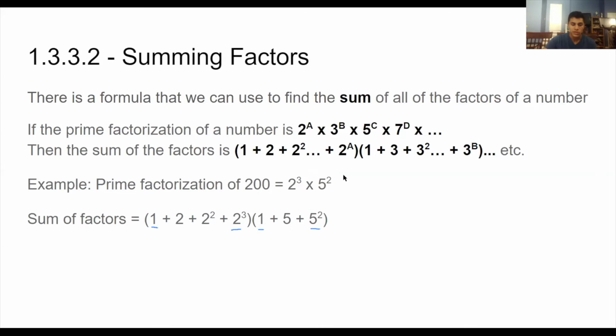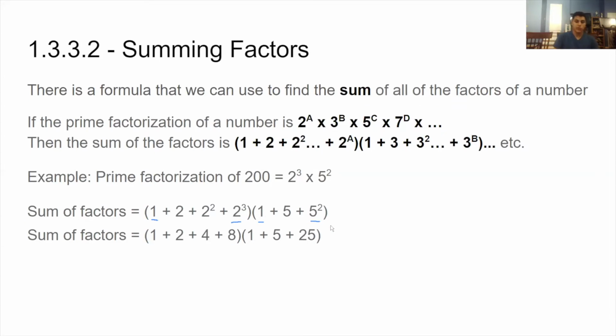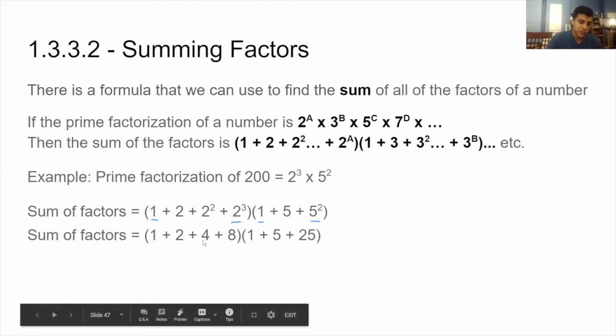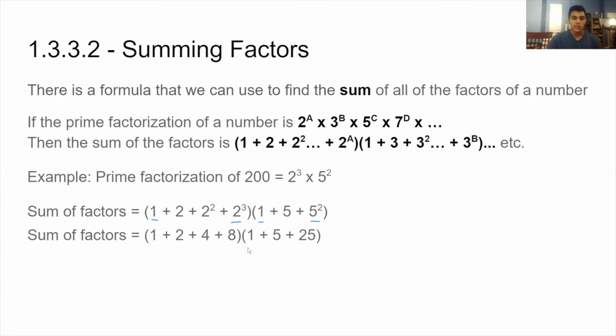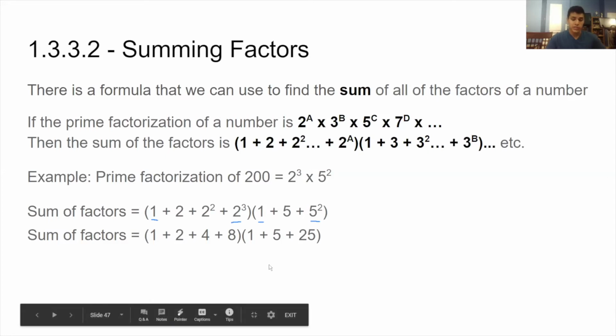So then what I want to do is simplify my equation by first taking the exponents and simplifying those. So I have 1 plus 2 plus 4, which is 2 to the power of 2, plus 8, which is 2 to the power of 3, times 1 plus 5 plus 25, which is 5 to the power of 2. So you simplify those, and then you have to add them first before multiplying. If you remember, just because that's the way that the order of operations works, you do whatever's in the parentheses first. So you add those numbers.